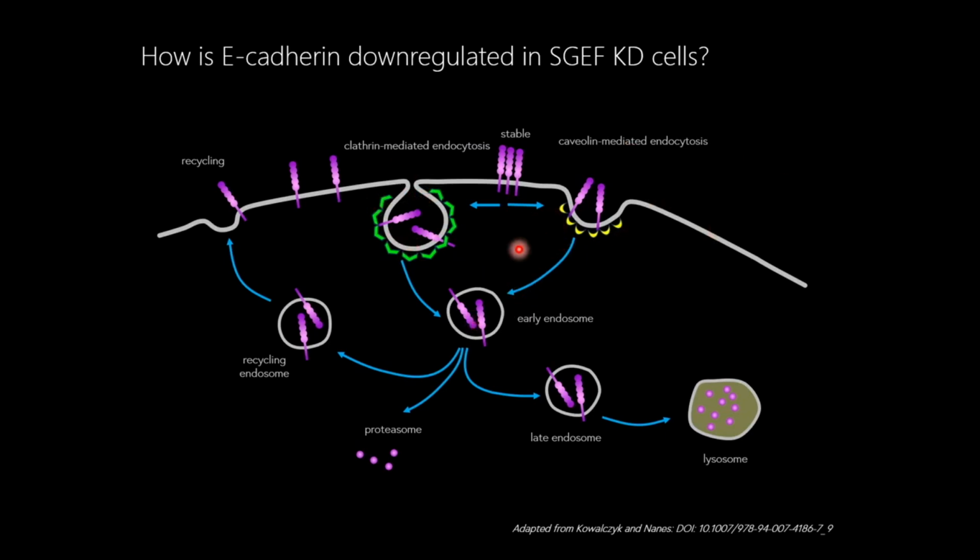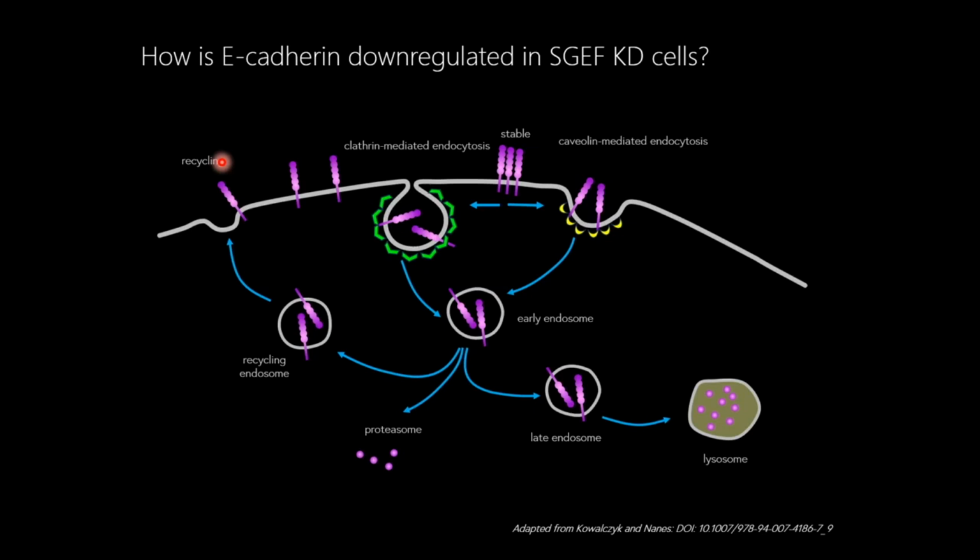Both of these E-cadherin pools can go to endosomes, and they can either end up in the lysosome and be degraded, be degraded by the proteasome, or also be recycled back to the plasma membrane. So there are many ways to control how much E-cadherin you have at the membrane, mostly by internalizing it and either sending it to degradation or recycling it back to the membrane. So we decided to test some of these possibilities to see what happened when we knock down SGEF.